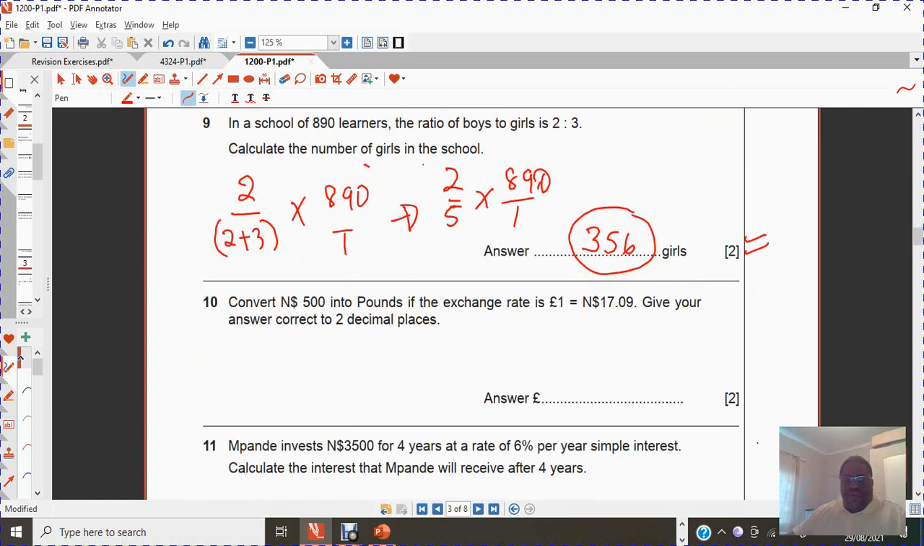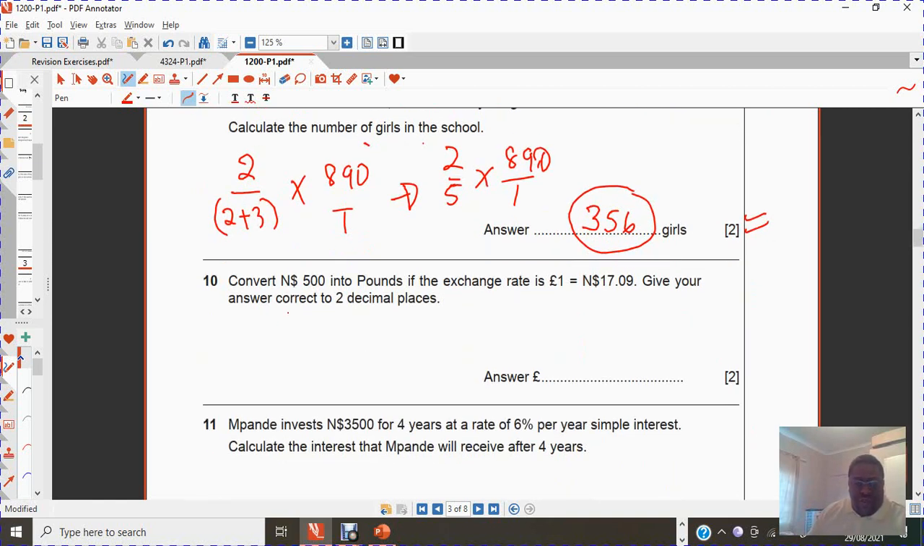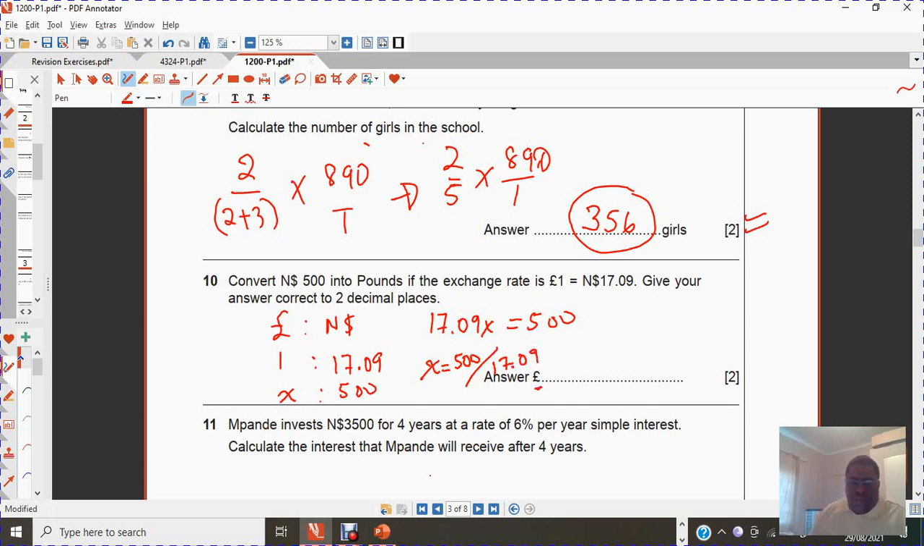Convert 500 pounds. So let me look at the exchange rate. 1 pound versus Namibian dollar is 17.09. So 500 Namibian dollars, and I put an X here. You can do your cross multiplication. You'll realize that 17.09x equals 500. In order to find the answer, you have to take the 500 divided by 17.09, in order for us to get the answer in pounds.